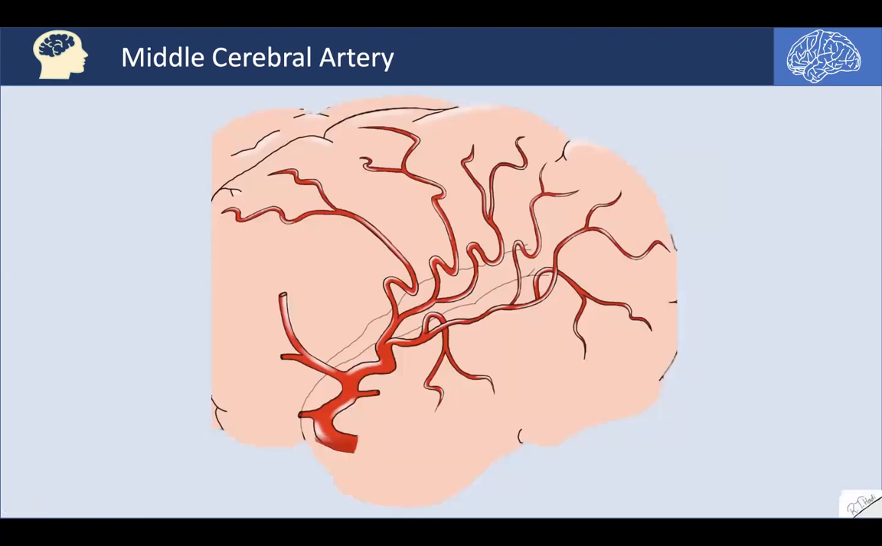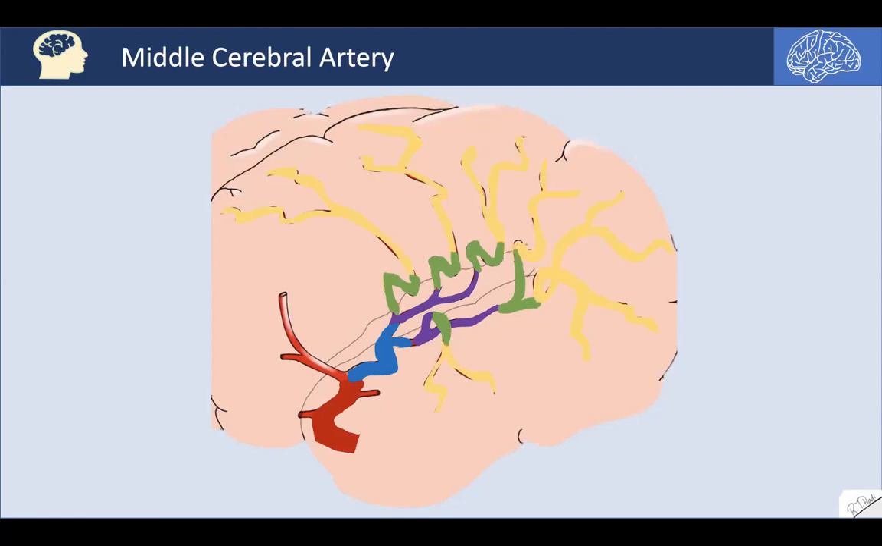Here is a drawing of the course of the MCA. Here's the ICA, the supraclinoid segment of the ICA, and here is the M1 segment, the sphenoidal segment of the MCA, and here is the bifurcation into superior trunk and inferior trunk. The bifurcation is part of the M1 segment. Then we have the M2 segment, the insular segment, as it passes on the surface of the insula, then the M3 opercular segment, and then the cortical segment, the M4 segment of the MCA.